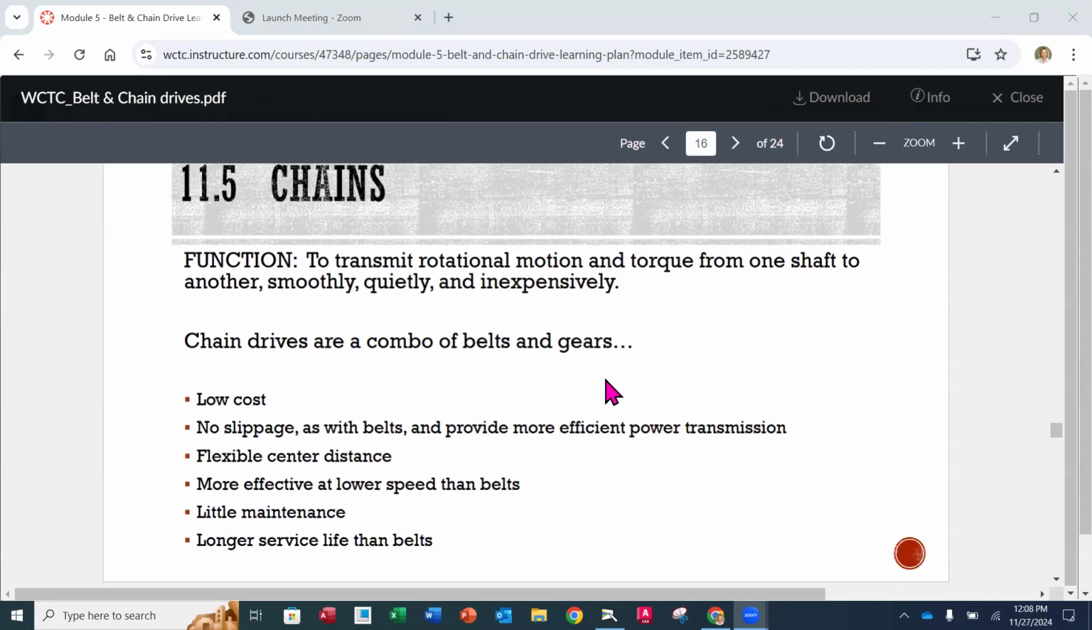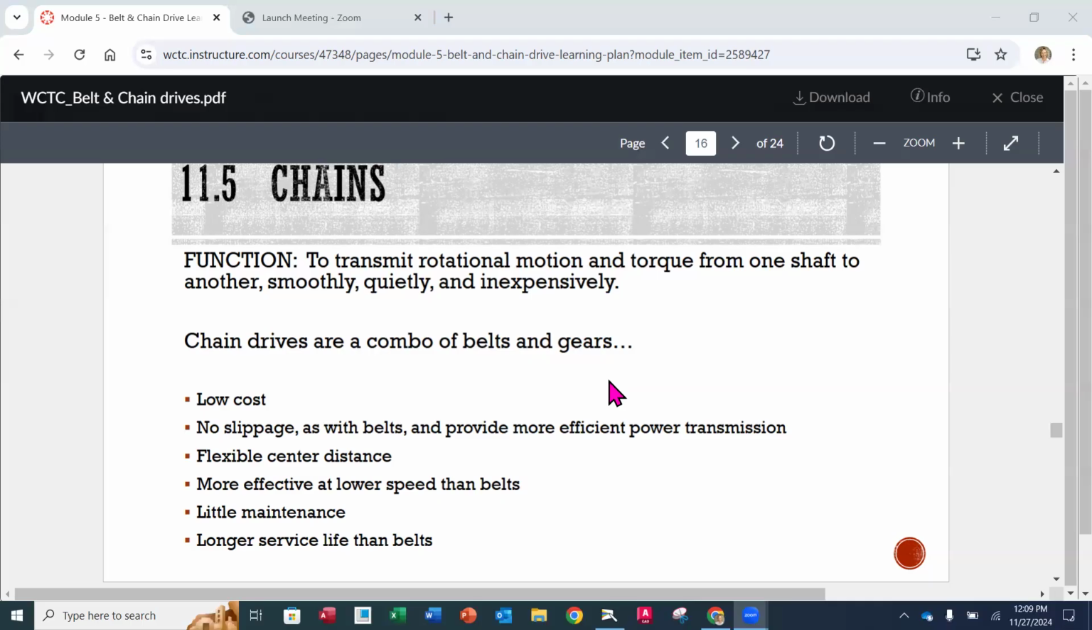Now, chains are actually a combination of kind of some of the stuff that belts have and some of the stuff that gears have, meaning we're going to have that flexibility of center line. We're going to have kind of, if you would, a chain going around, which mimics a belt going over sprockets that have teeth coming up. So the teeth mimic what gears do. So again, it's like a nice little hybrid between belts and gears.